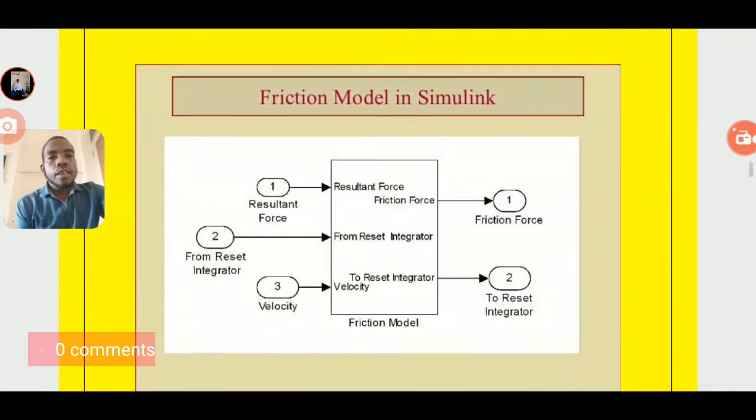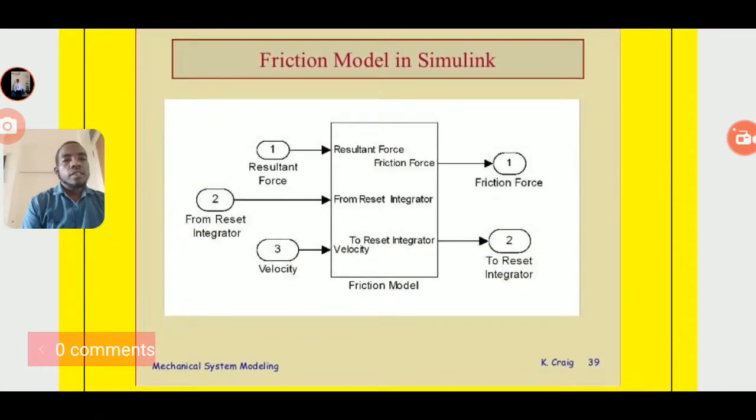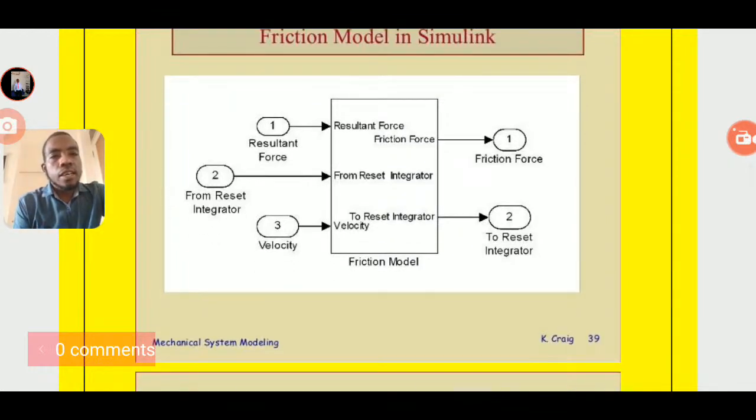So here is the friction model in Simulink. We can represent it like this. This is the resultant force, and it is input into the friction force. This is the friction force also. And here, from the reset integrator, we come to the velocity. Velocity is entering into the reset integrator. The friction model is done like this.